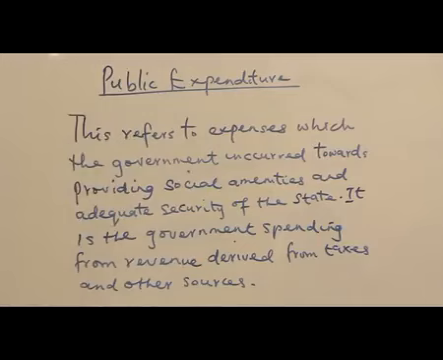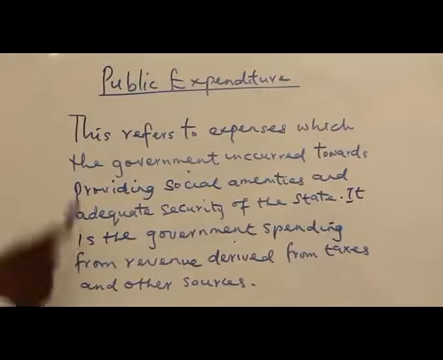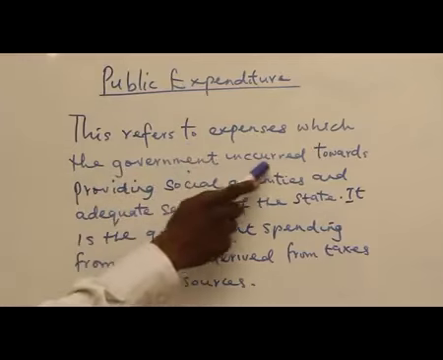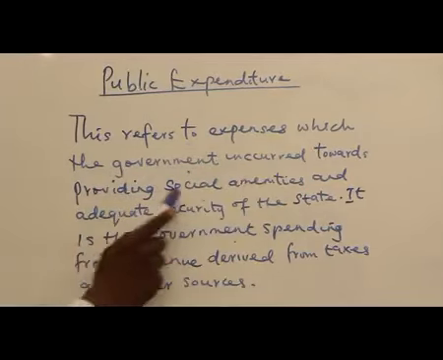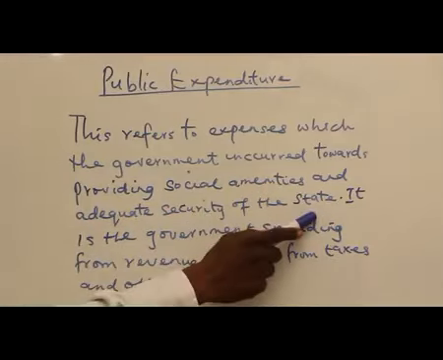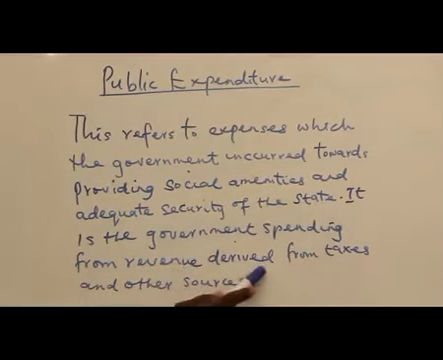Public expenditure. We've explained that in public finance, we'll be talking about taxation and public expenditure. These are another aspect of public finance. And what do we mean by public expenditure? This refers to expenses which the government incurs towards providing social amenities and adequate security of the state. It is the government spending from revenue derived from taxes and other sources.